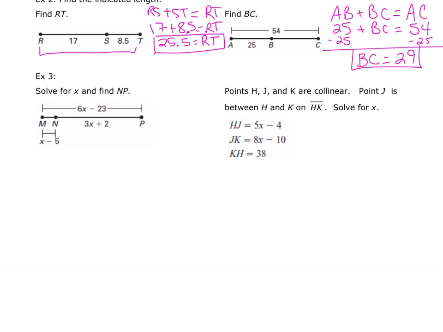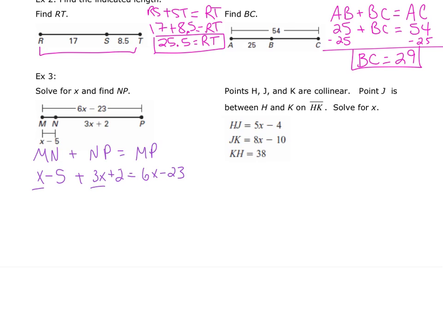These next two questions work the same way, except we don't just have constants, we have some variables mixed in. But just looking at your picture, we know if we add the two segments together, that will equal the whole segment. That means we have MN plus NP equals MP. If we fill in the pieces we have for each one, x minus 5 plus NP is 3x plus 2, and then the whole segment is 6x minus 23. Now we can solve for x.